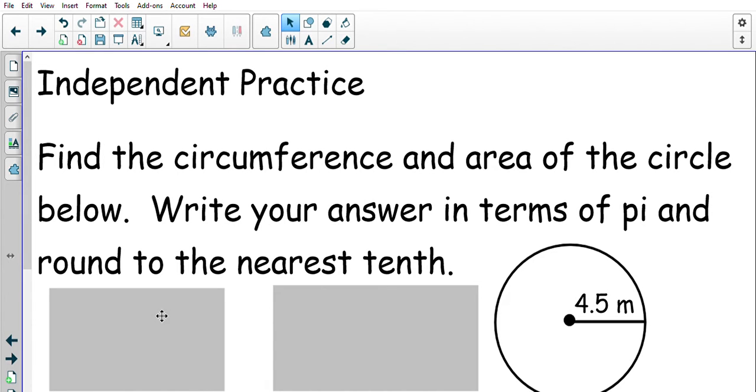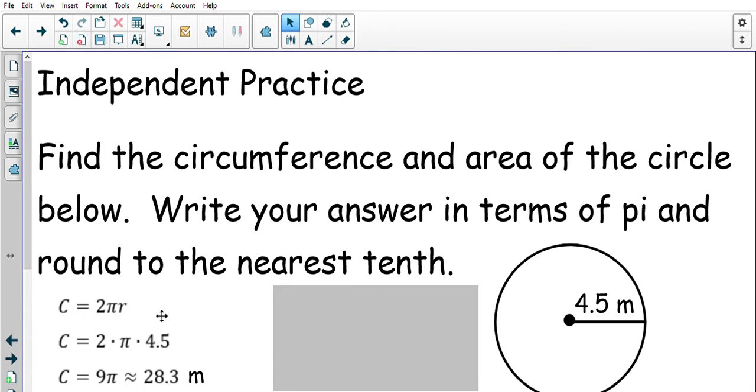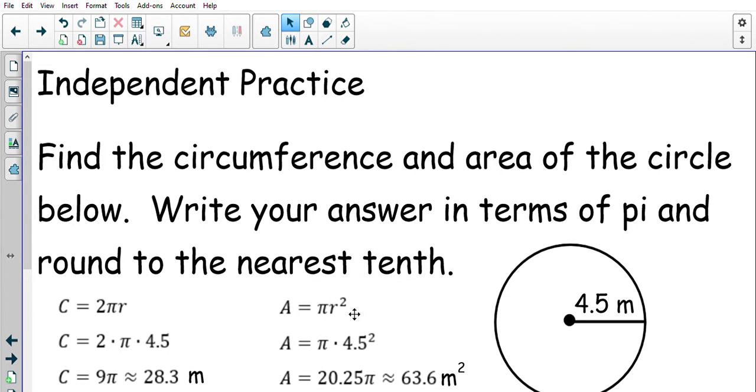All right, so let's see how we did here. We're given a radius of 4.5 meters. So for the circumference, we're going to do 2 times pi times r. R is 4.5. 2 times pi times 4.5 is going to get us 9 pi, which is about 28.3 meters. For the area, we're going to take pi times r squared. R is 4.5. So let's take pi times 4.5 squared. 4.5 squared is 20.25, so our answer is 20.25 pi, which is about 63.6 meters squared.